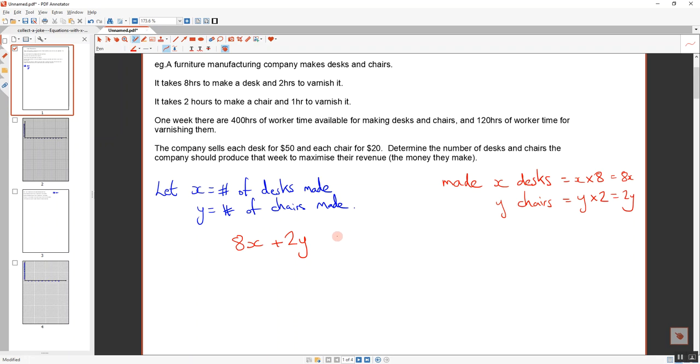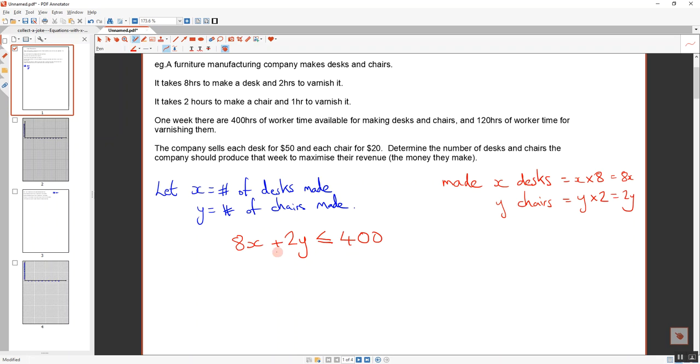And in terms of time, what's the maximum amount of time I'm allowed to do that in? 400, right. So this is going to be something to do with 400. Now, I can of course make this quicker than 400 hours, yes? Okay, I'm not allowed to make it after 400 hours. I have to do it in either 400 hours or less. So how can I write that as an inequality? Less than or equal to.